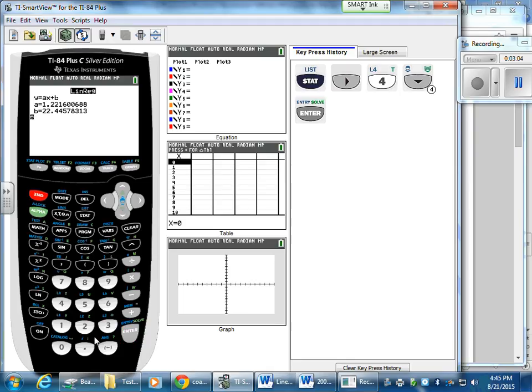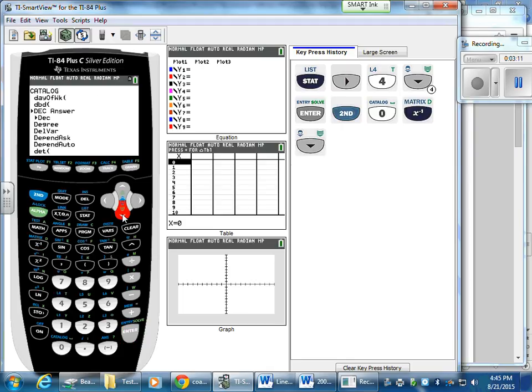So go to second zero, that's the catalog of the calculator, and scroll down to the D's and find diagnostic on. And you have to go in alphabetical order. I wish I knew a better way to get there, but I don't. All right, diagnostic on, push enter. That pastes it to your home screen, and then push enter one more time and it'll say done.